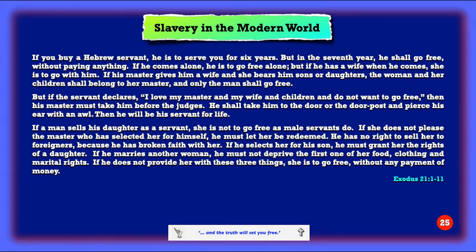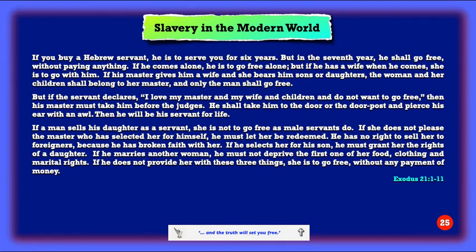If you buy a Hebrew servant, same word, could be slave, he is to serve you for 6 years, but in the 7th year he shall go free without paying anything. If he comes alone, he is to go free alone. If he has a wife, when he comes, she is to go with him. If his master gives him a wife and she bears him sons and daughters, the woman and her children shall belong to her master. Only the man shall go free.